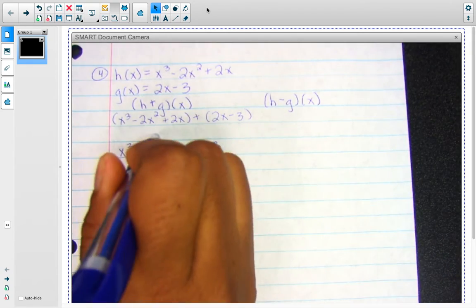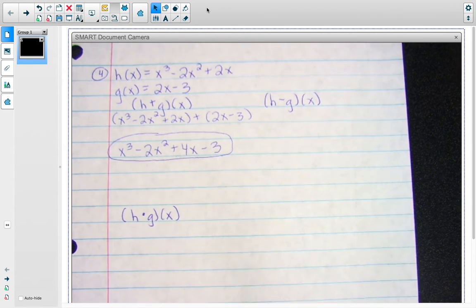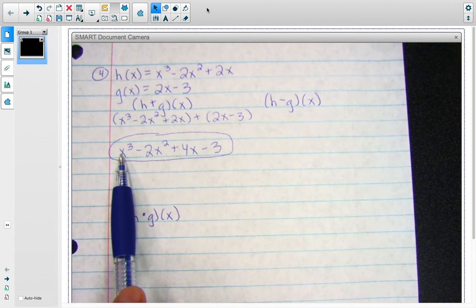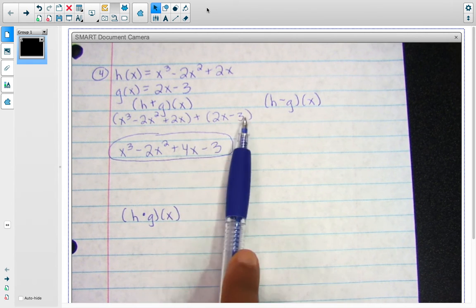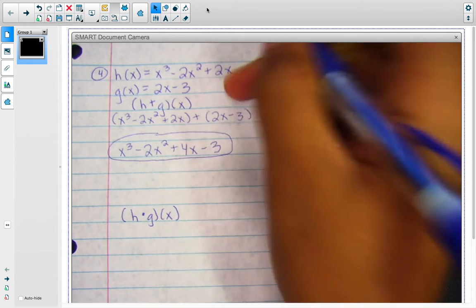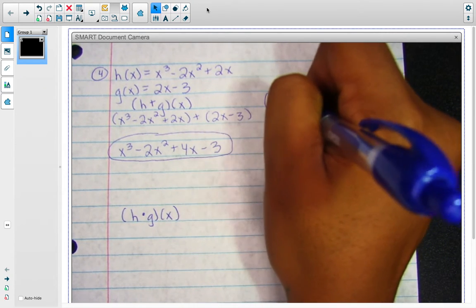Make sure you write your answers out from the biggest exponent to the smallest. So cubic came down, nothing matched with it, nothing matched with it. These were the only two like terms that we had. We added those together, and then the constant term came down. I'll do the same thing with the subtraction.